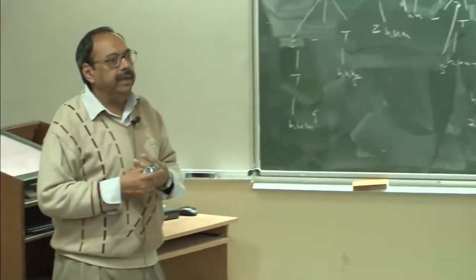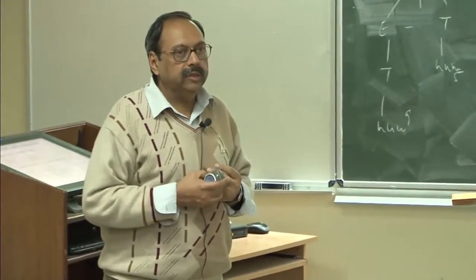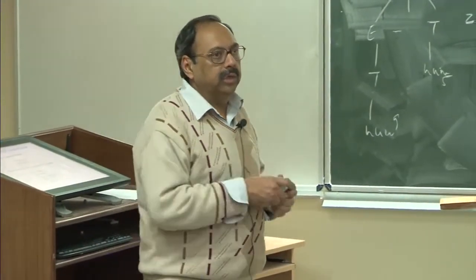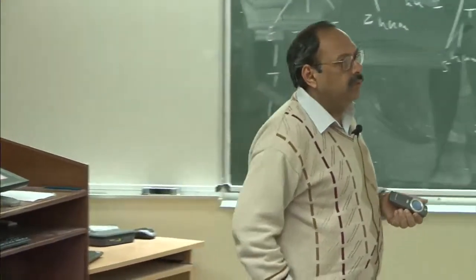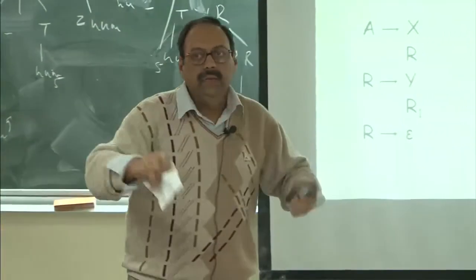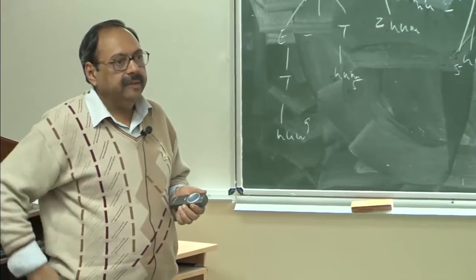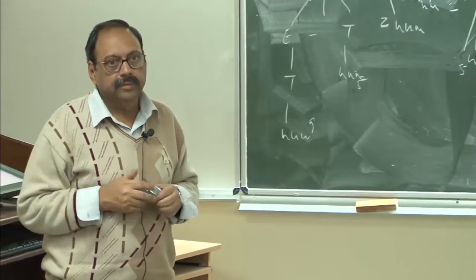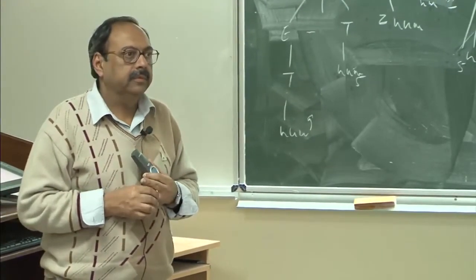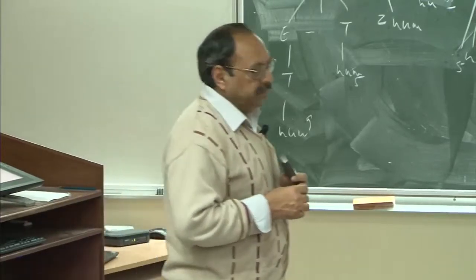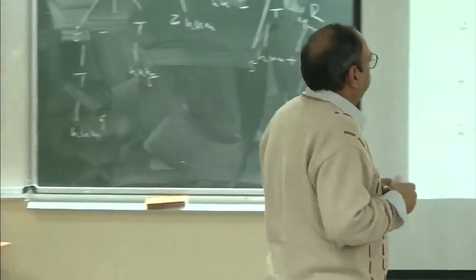So, systematically I can take S attributed definitions and convert them into L attributed definitions, and once I convert them into L attributed definitions, then I know that I can use a top down parser. Make sense? Is this clear? Questions, anything?